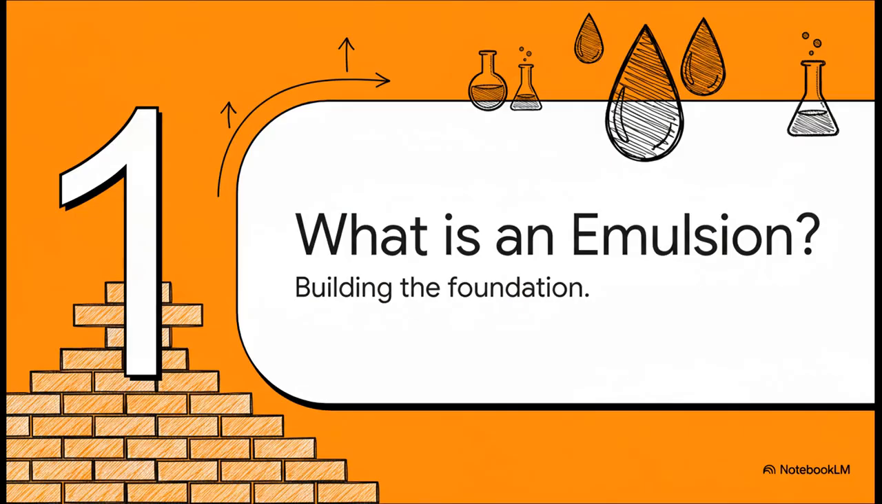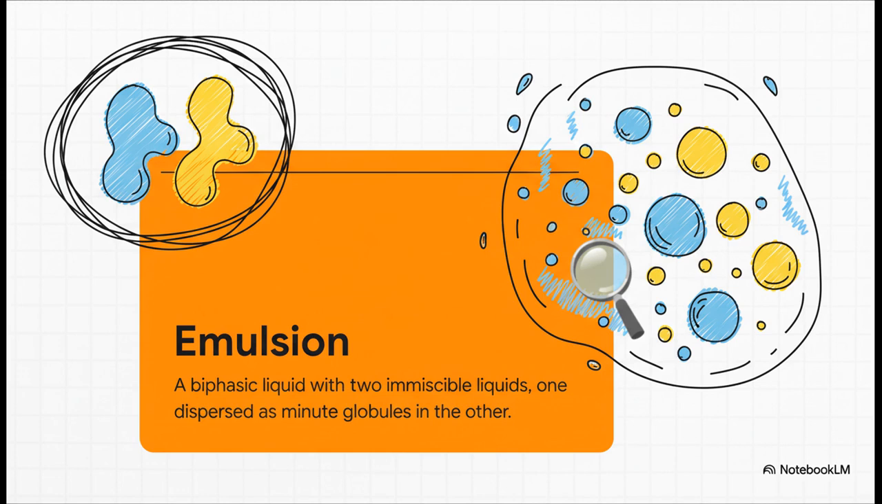All right, let's lay down that foundation. What exactly are we talking about when we say the word emulsion? Okay, that sounds super technical, right? Biphasic liquid preparation. But let's just break it down. Biphasic just means two parts, or two phases, and immiscible is a fancy word for liquids that just don't mix, like oil and water. So an emulsion is just one of those liquids getting smashed into tiny little droplets, we call them globules, and scattered all throughout the other one.